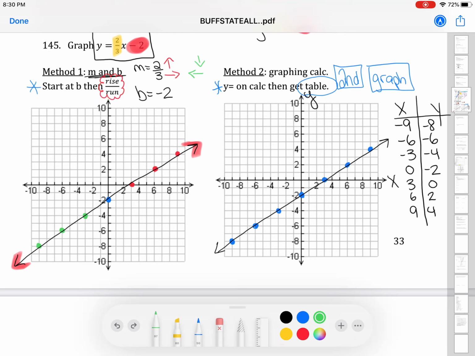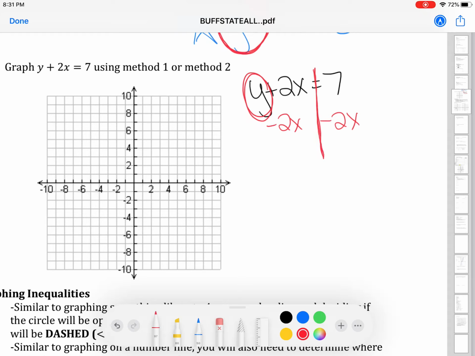Now right now y is not by itself. It has a plus 2x in the way. How do you undo plus 2x? You're going to subtract 2x from both sides. So I do minus 2x, minus 2x. Remember what I mean by both sides is both sides of this equal sign. Okay, and that works out awesome because 2x minus 2x cancels.